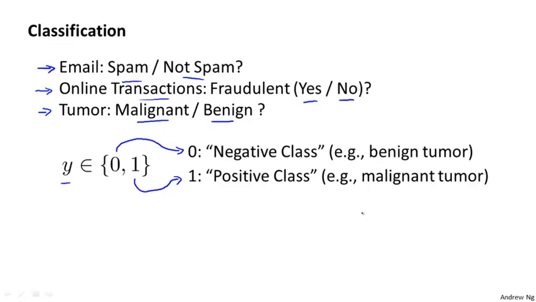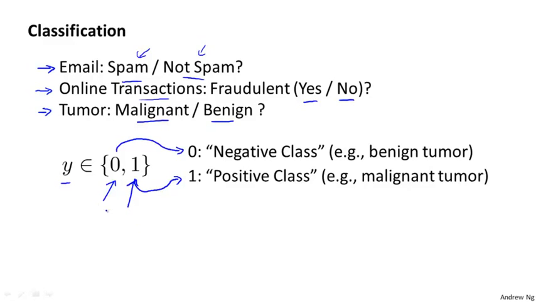The assignment of the two classes, spam, not spam, and so on, to positive and negative, to 0 and 1, is somewhat arbitrary, and it doesn't really matter. But often there is this intuition that the negative class is conveying the absence of something, like the absence of a malignant tumor, whereas 1, the positive class, is conveying the presence of something that we may be looking for. But the designation of which is negative and which is positive is somewhat arbitrary, and it doesn't matter that much.